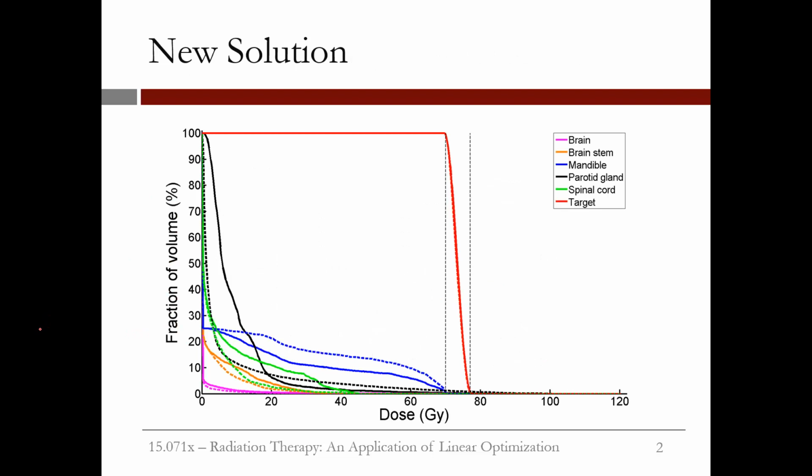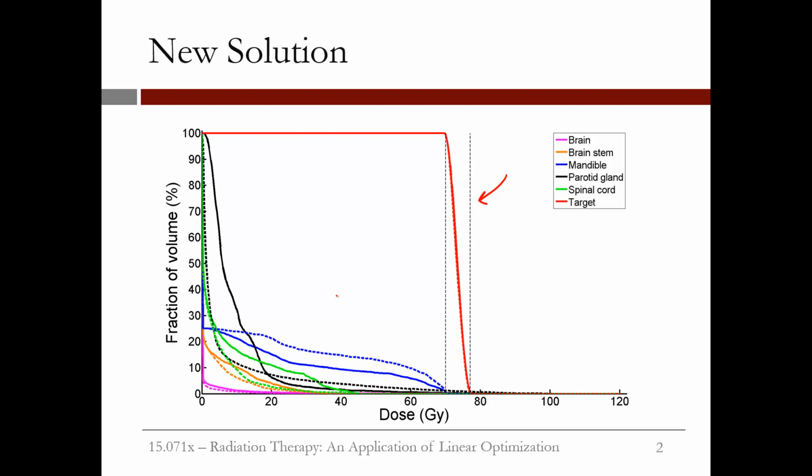If we solve our problem with this new objective, we get the solution shown in this figure. The dose to the tumor, shown as the red line, does not change. It still stays within the constraints we've defined. For each of the critical structures, the solution with the previous objective is shown as a dotted line, and the new solution with the weighted objective is shown as a solid line.